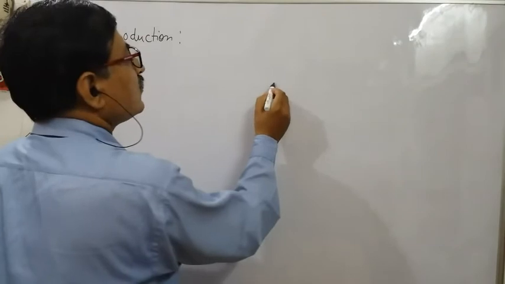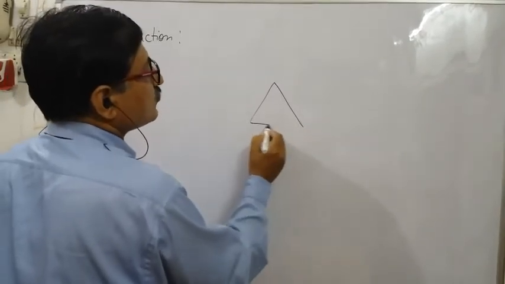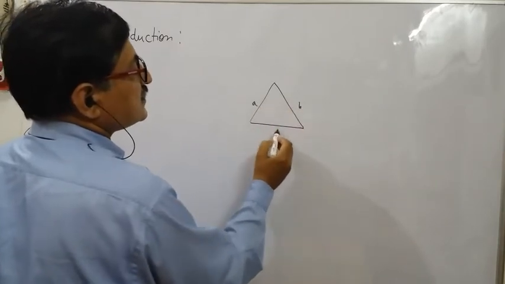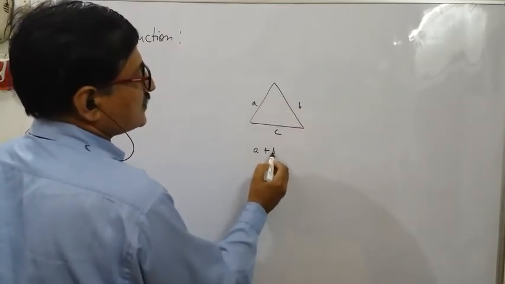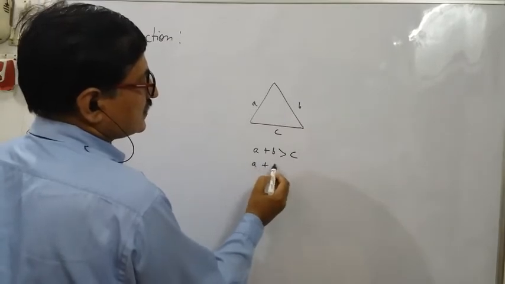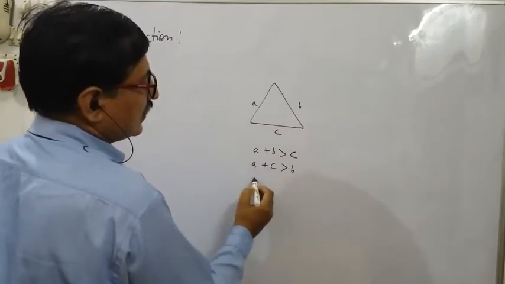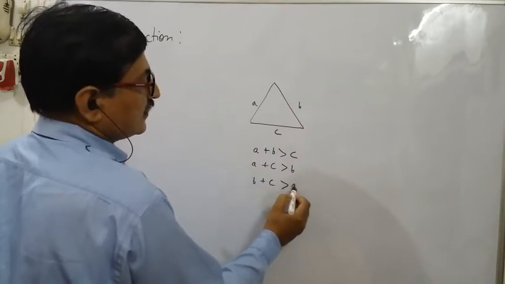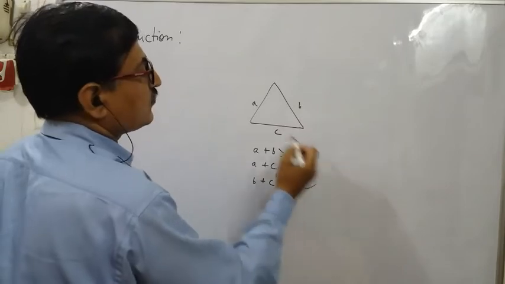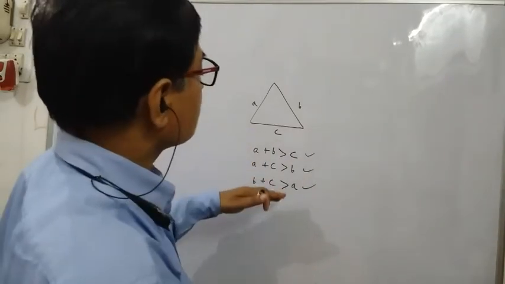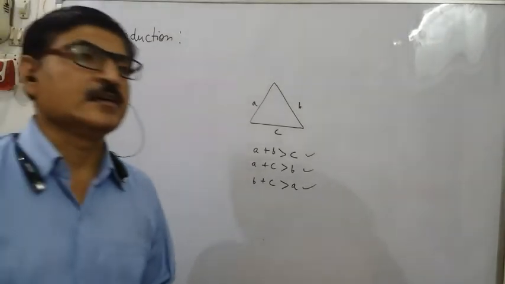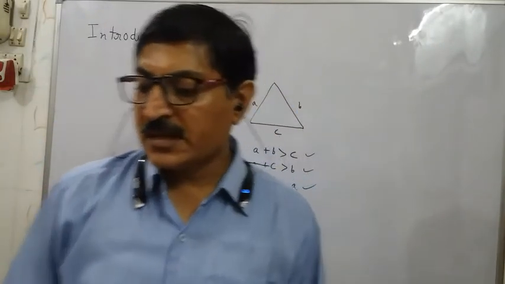What is the triangle inequality? It says that for any triangle you are going to construct, the sum of any two sides has to be greater than the third side. Suppose this is A, this is B, this is C. Then always A plus B will be greater than C, A plus C is greater than B, and B plus C is greater than A. These three conditions have to be followed. It is not that two conditions are following and the third is not. This is called the triangle inequality.